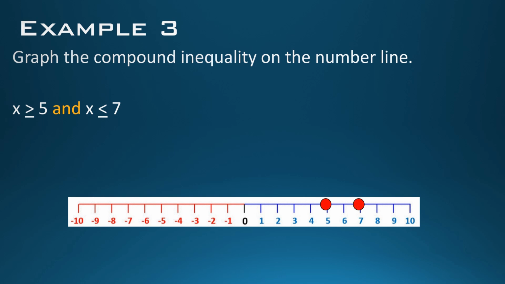Now, this has to satisfy both of these inequalities. So the only numbers that are greater than or equal to 5 and less than or equal to 7 would be between 5 and 7.